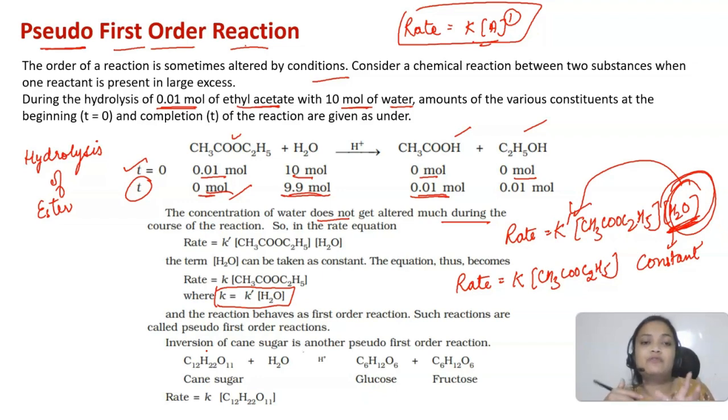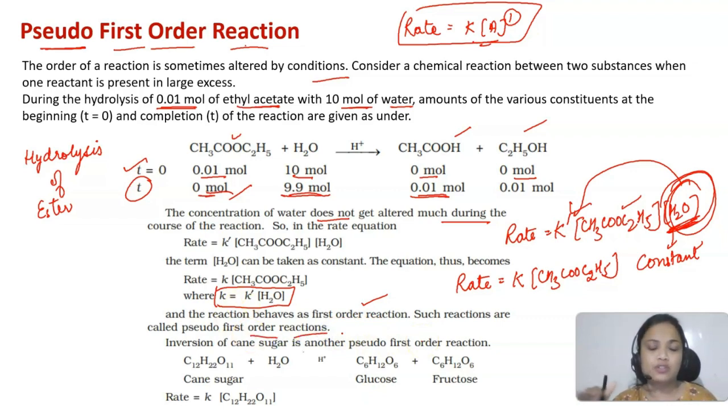But look, here it was appearing to be second order, but if water is present in excess, if we change the reaction conditions, if water was not present in excess, then this would behave as second order only, right? But if we have changed the reaction conditions, means if we have increased the amount of water, we have taken it in excess, so there the concentration of water will become constant and the reaction will behave as a first order reaction. Okay, so in this case we will be calling it a pseudo first order reaction.